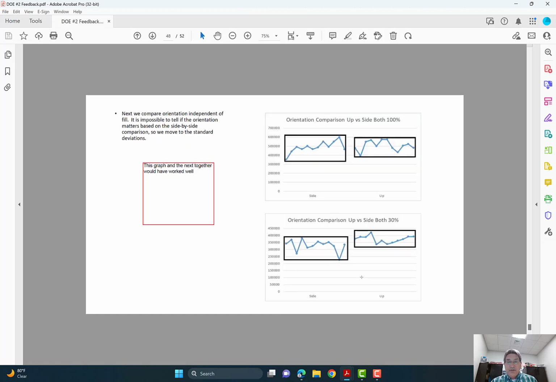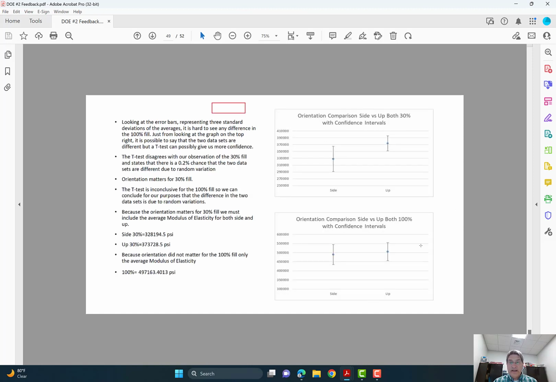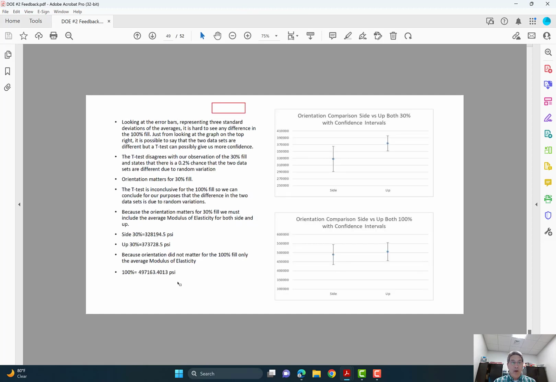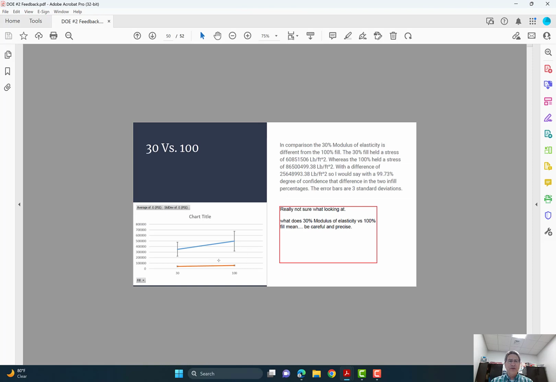Now, this graph showing side and up 30 would have been really nice with this one. Now they're actually in opposite order on this one from the other one. But if you had taken these and had them over here, this would have been a really nice picture showing that, and then you could have made the points about it. And this was the one where I really couldn't tell what I was looking at in any of these graphs, because the lines were on there, and I don't know whether this was left over, whether that was supposed to be there. It made it really hard.